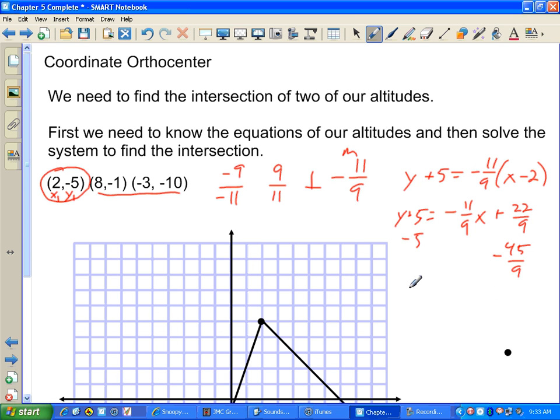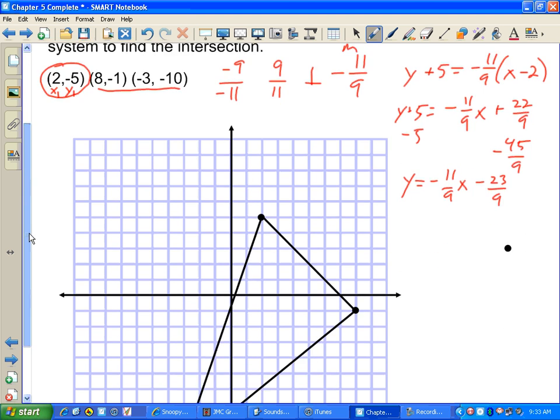So that means I've got this equation, y equals negative 11/9 x minus 23/9. That's the equation of one altitude. We could find all 3 equations of our altitudes, but really we only need 2, because we know that all 3 are going to meet in the same point. So if we find where just 2 meet, that'll still be our orthocenter.